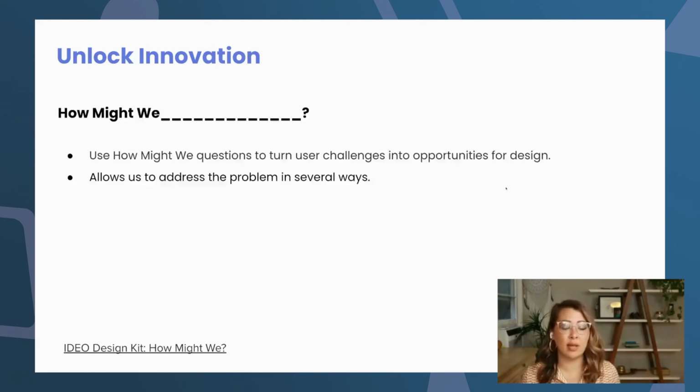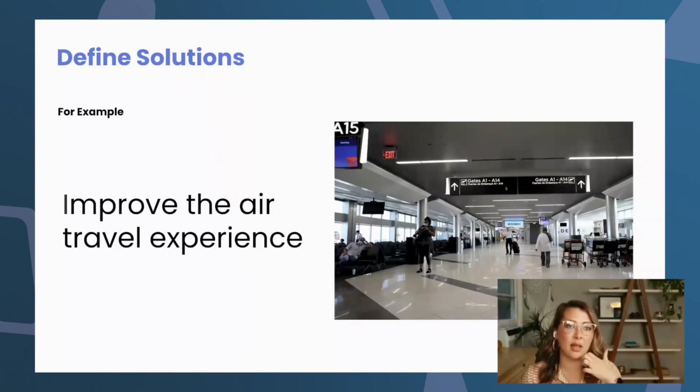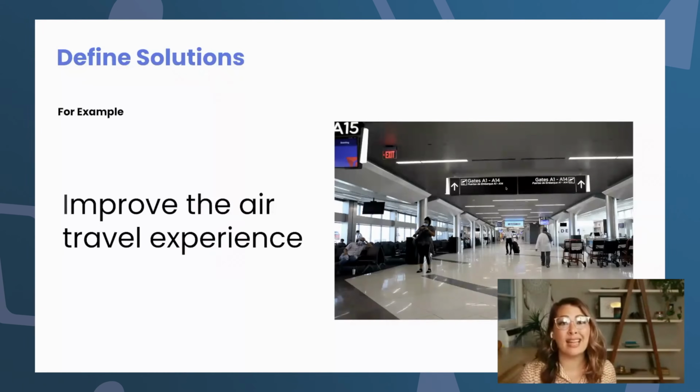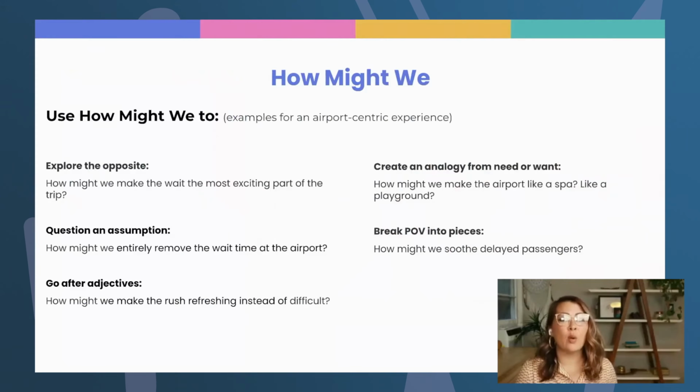So let's go into this. Let's see what that could look like. Okay, let's go into this example of pretending that we want to improve the air travel experience. So let's say we're improving air travel. We would use this how might we in these different ways. So I'm going to show you the different ways that you can use the how might we.